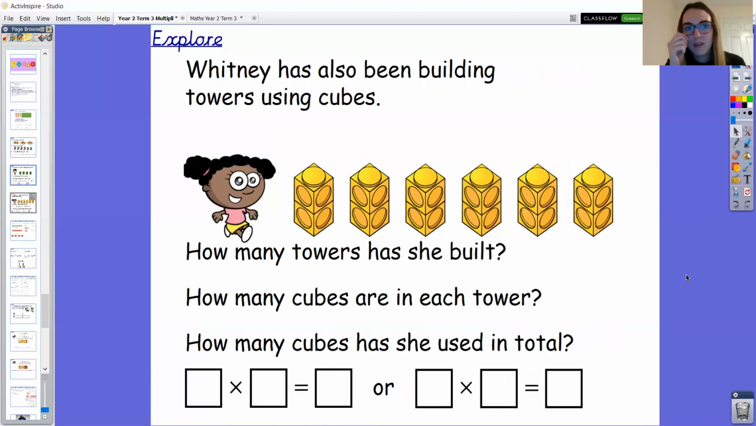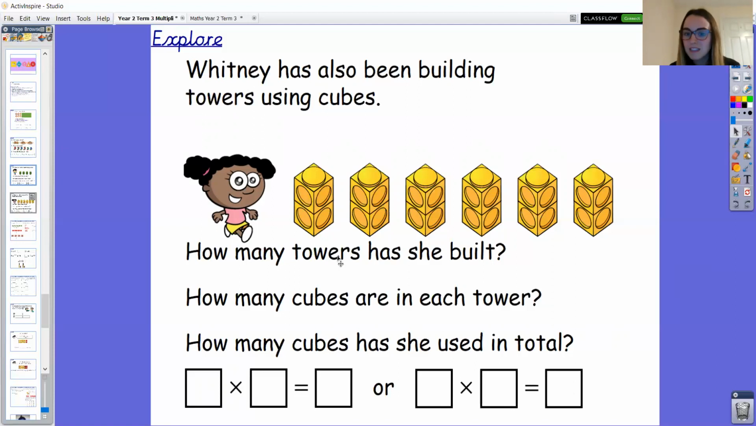Okay, moving on, Year 2. On your screen now, you can see a question with Whitney. So we've got a new friend joining us now, and Whitney has also been building towers using cubes. I'd love you to pause the video here and have a go at this question. It's very similar to the last one. So read the questions to prompt your thinking and have a go at writing both multiplications. Well done, Year 2, that's super.